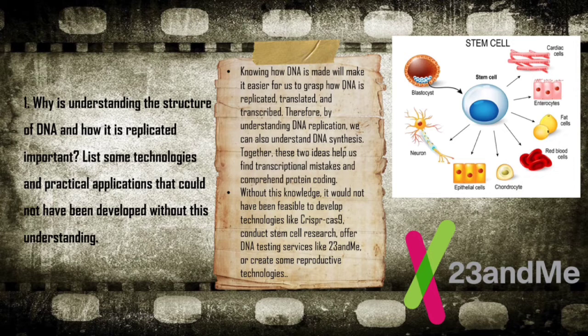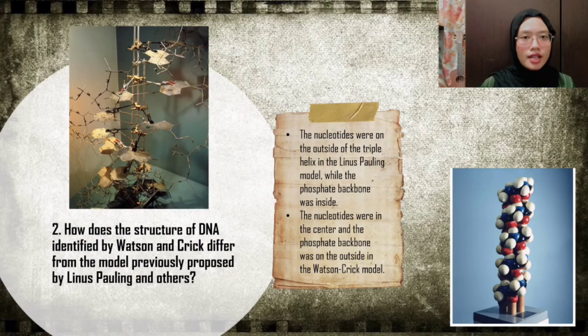For the Linus Pauling model, the nucleotides were on the outside of the triple helix and the phosphate backbone was inside. So below me is the picture of the Linus Pauling model. For the Watson-Crick model, on my left, the nucleotides were in the center while the phosphate backbone was on the outside of the model.